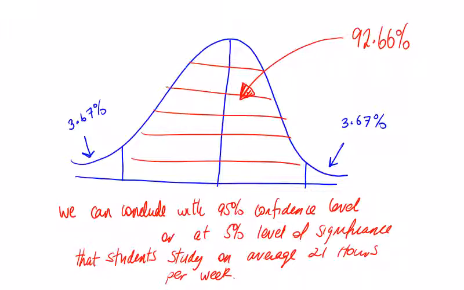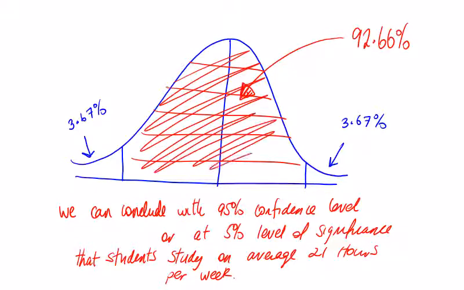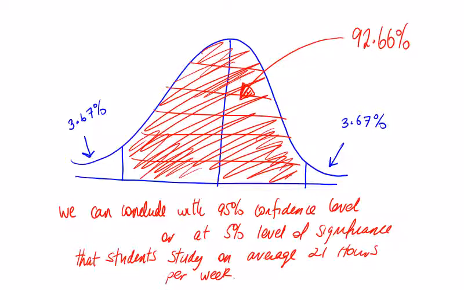So what we can conclude at the 95% confidence level, or you could write at the 5% level of significance, is that students study on average 21 hours per week. You could add to this by saying if this middle section is greater than 95%, we can reject the null hypothesis, if you wanted to bring in your null hypothesis and your alternative hypothesis into some part of your answer here. So that's the end of that part.